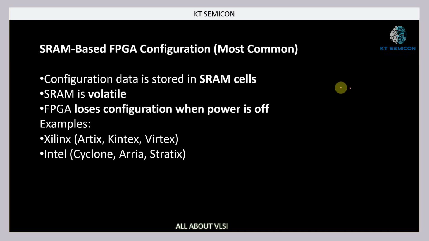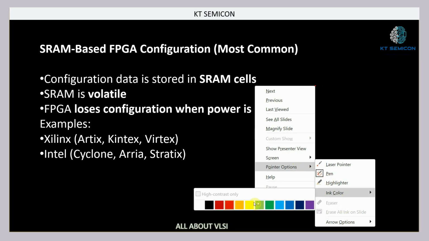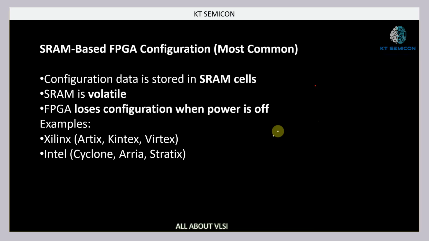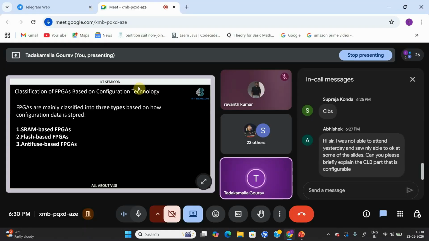Configuration data is nothing but what LUT should be contained, what the contents of that particular LUT are, which CLB should be activated, and what the connections should be. Everything is nothing but my configuration data. How that configuration data is generated and where it is stored, that we will discuss. But this configuration data is stored in SRAM cells if you are working with an SRAM based FPGA. Now SRAM is basically volatile. Now what do you mean by volatile? What is a volatile memory? Anyone knows what volatile memory means?